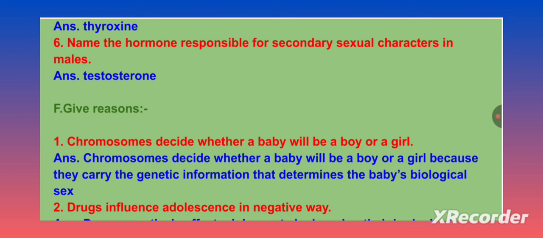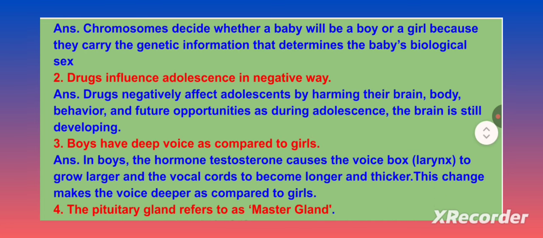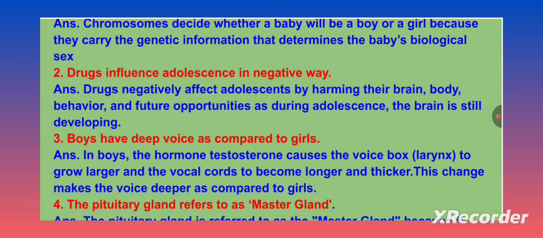Chromosomes decide whether a baby will be a boy or a girl because they carry the genetic information that determines the baby's biological sex. Drugs influence adolescents in negative way. Drugs negatively affect adolescents by harming their brain, body, behavior and future opportunities, as during adolescence the brain is still developing.